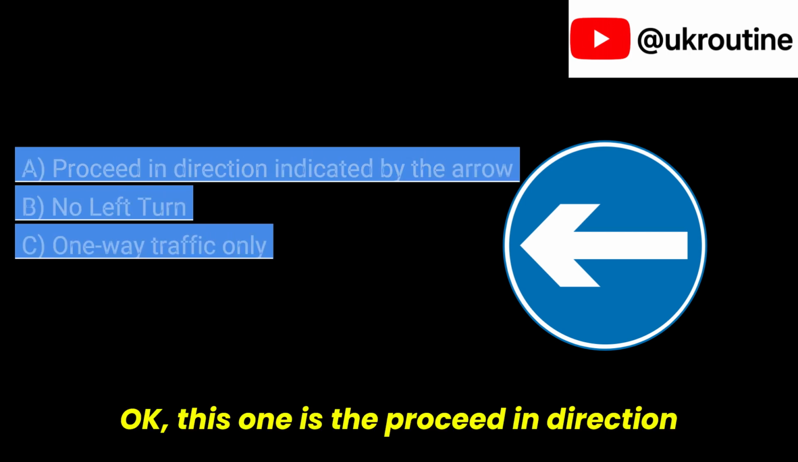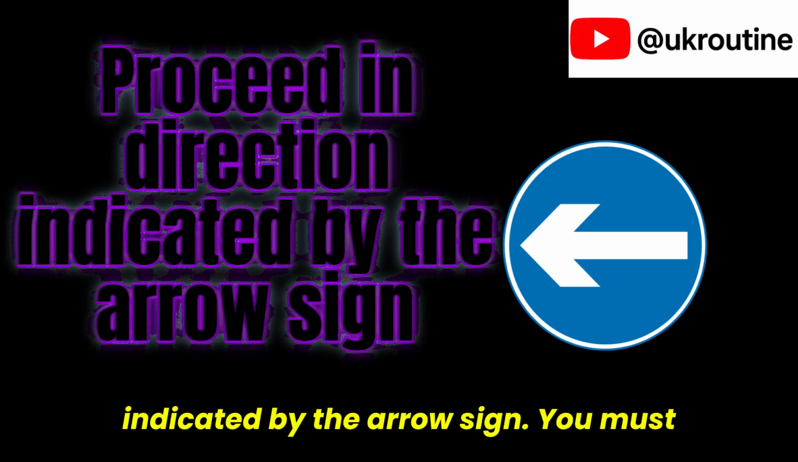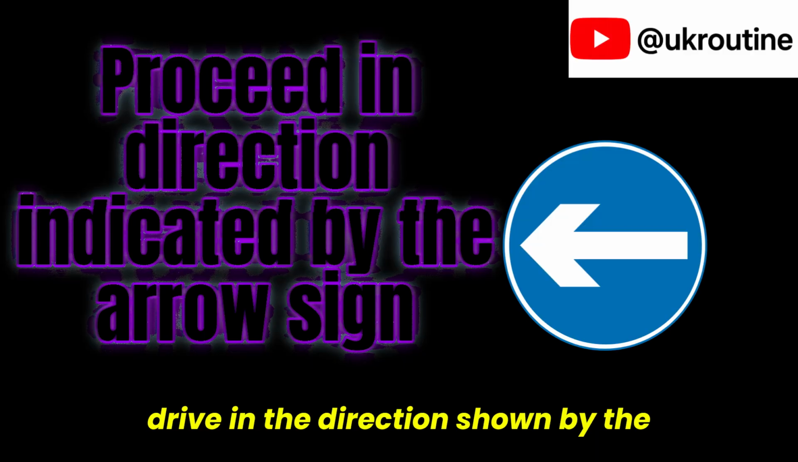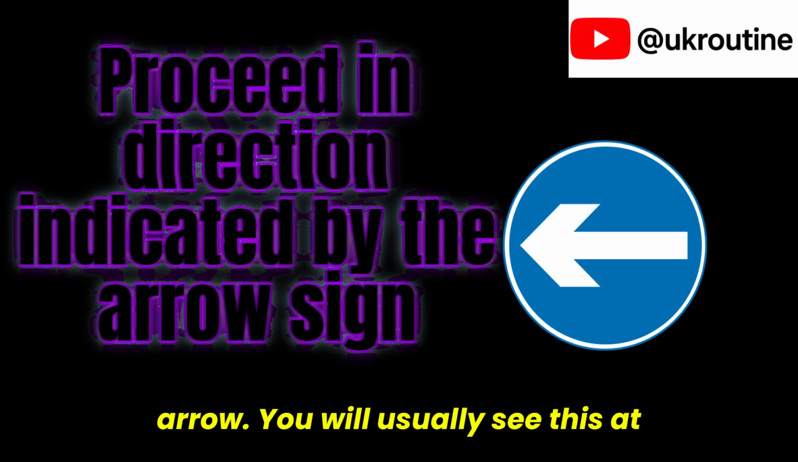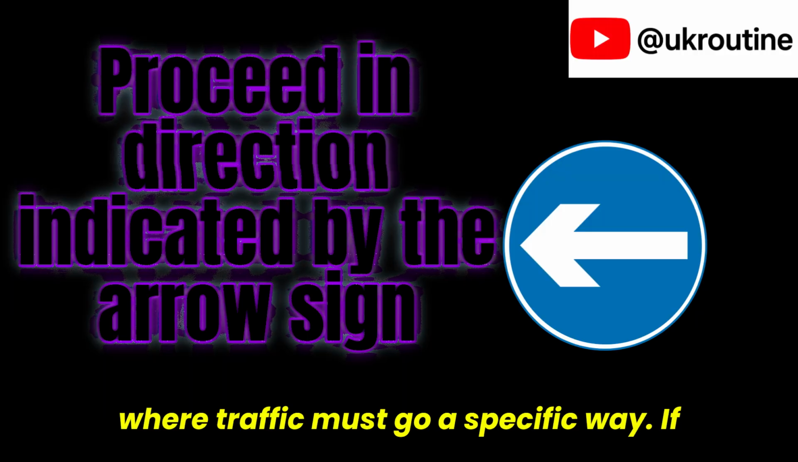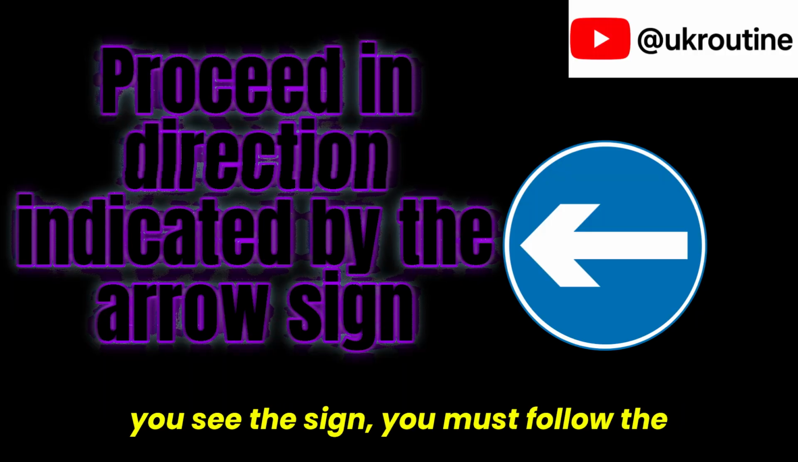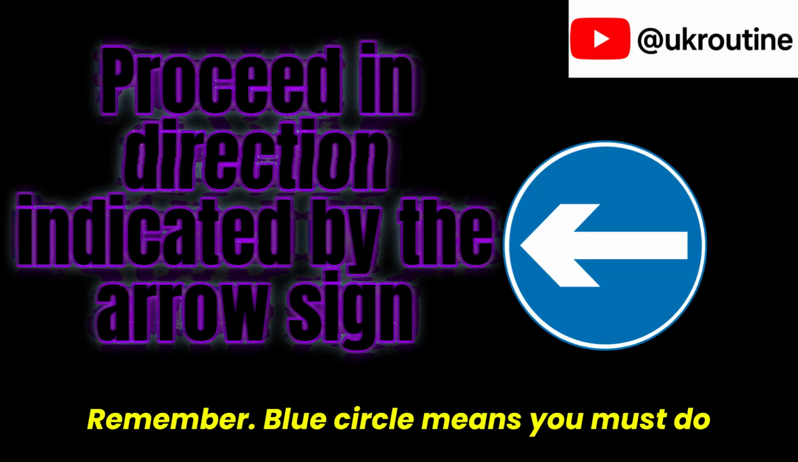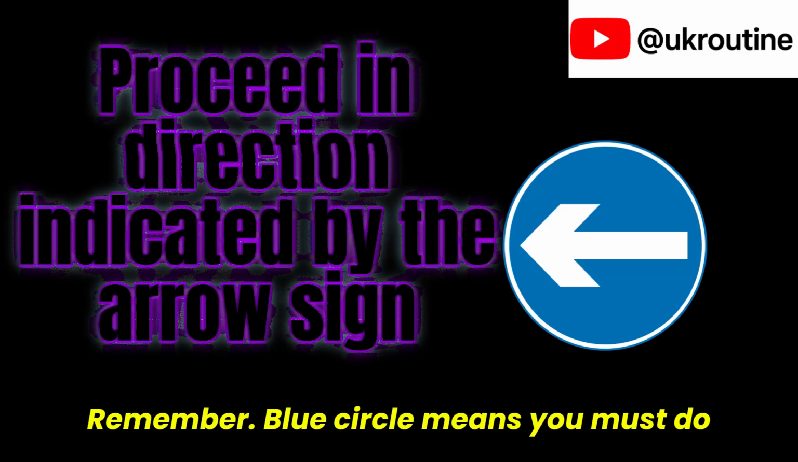Okay, this one is the proceed in direction indicated by the arrow sign. You must drive in the direction shown by the arrow. You will usually see this at junctions, road splits, or around obstacles where traffic must go a specific way. If you see this sign, you must follow the arrow direction and continue safely. Remember, blue circle means you must do something.